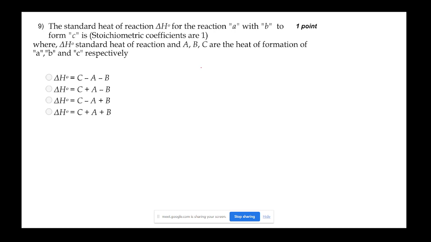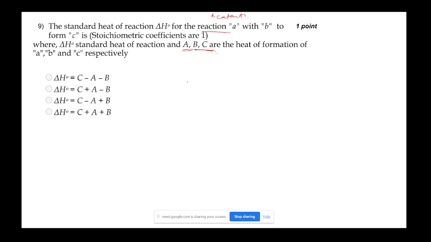Now the next question is: the standard heat of reaction delta H naught for reaction A with B to form C, where the stoichiometric coefficients are 1. Delta H for A, B and C are given as A, B and C respectively. I need to find the standard heat of reaction, so all these are standard heats of formation.